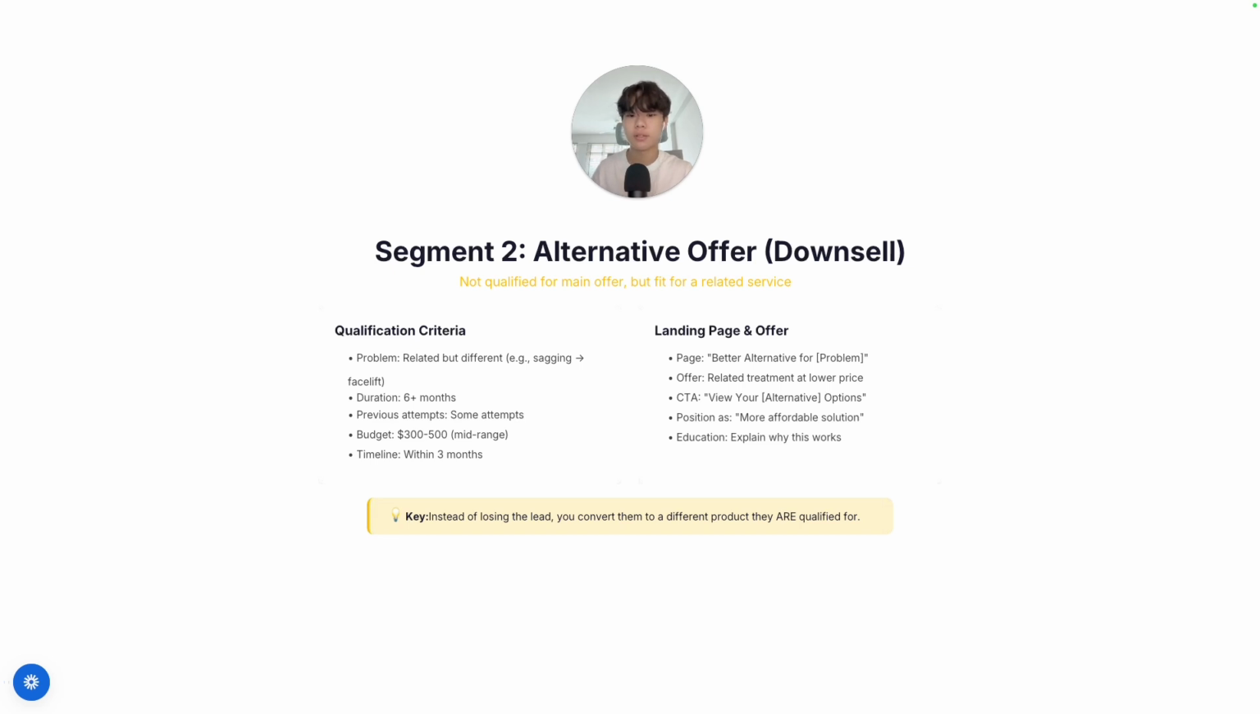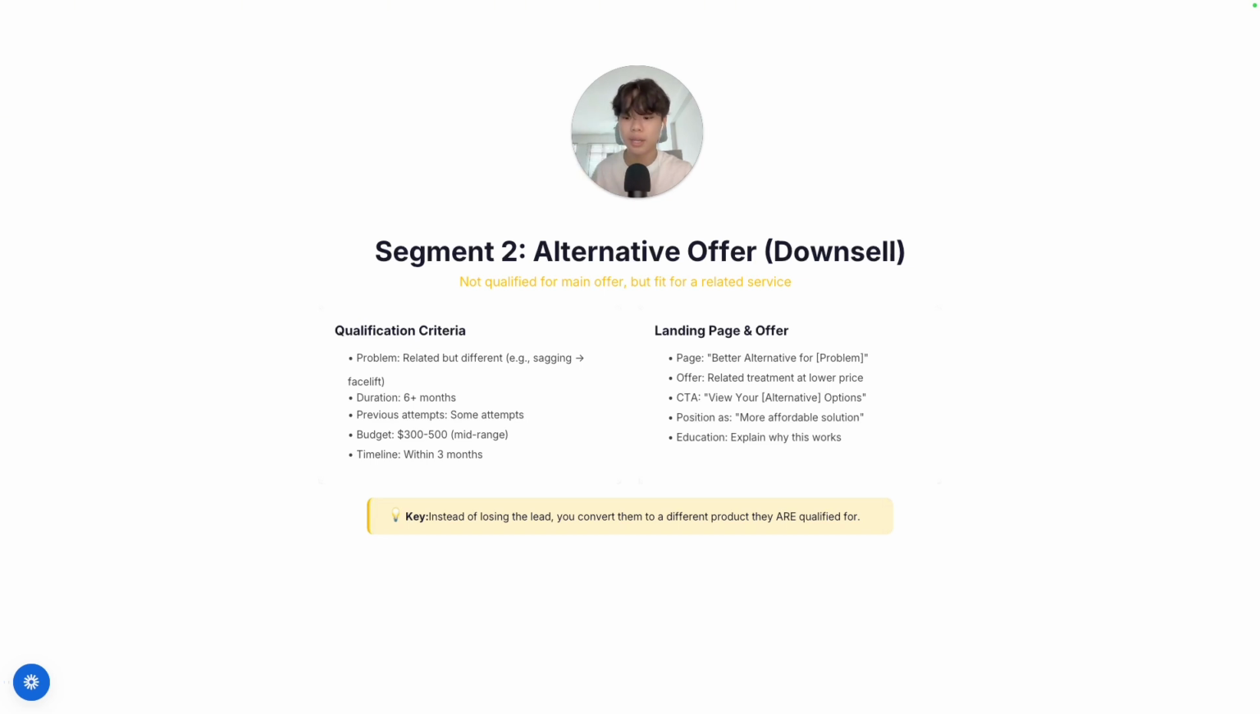And let's say they have faced the problem for about 6 months plus, but not yet for a year, and they have tried some attempts to solve the problem, but it didn't work. They have a budget of $300 to $500 based on your specific pricing. This can be high or low. You can decide on your own for a specific business.